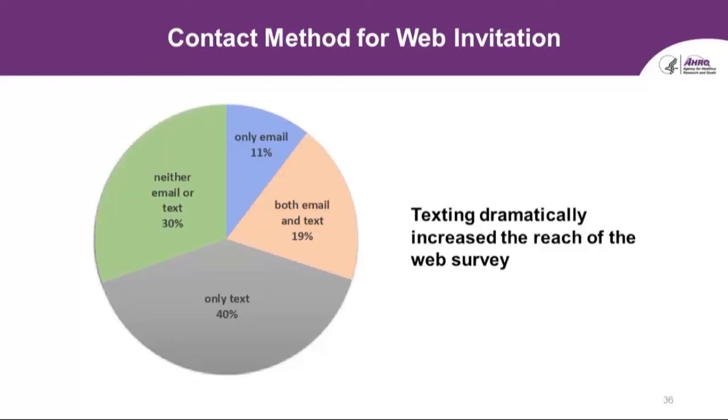So a patient had to have both a mobile phone number and consent to text for us to be able to text them. Overall, we found that only 11% of our patients had only an email address. 19% had both email and text, meaning we were able to both email them and text them. 40% had only text, and 30% had neither email or text. So at least in our population, texting dramatically increased the reach of the web survey.